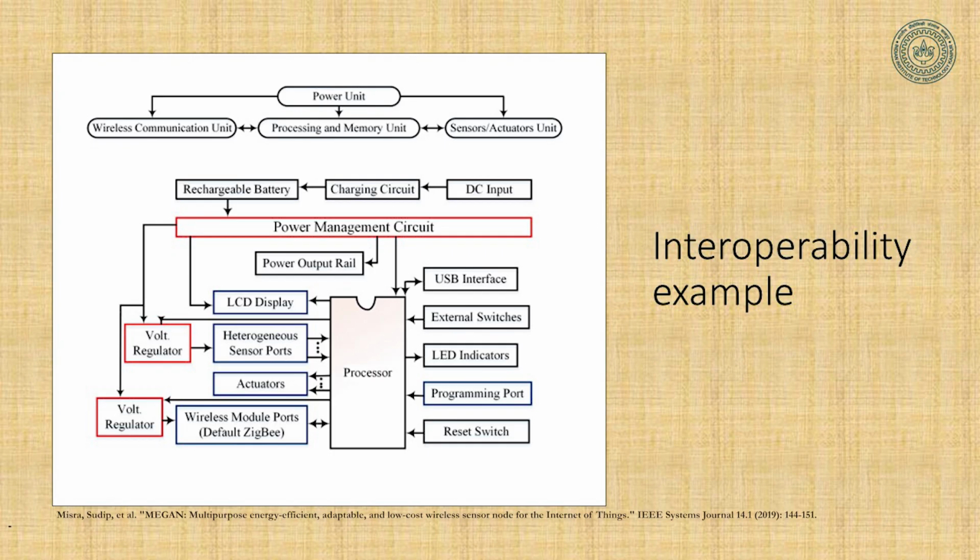So, the power unit is powering 3 different units, and these 3 units are talking to each other. The wireless communication unit communicates with the wireless network, and with the processing and memory unit, and the sensors and actuators are also communicating with the processing unit. So, all of these are integrated in this low cost sensor node.